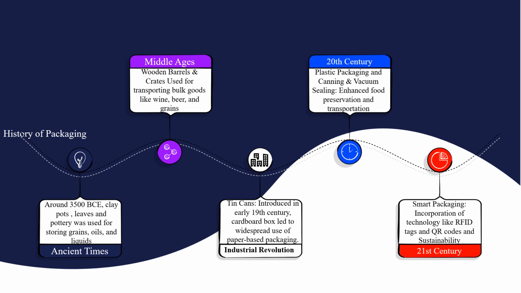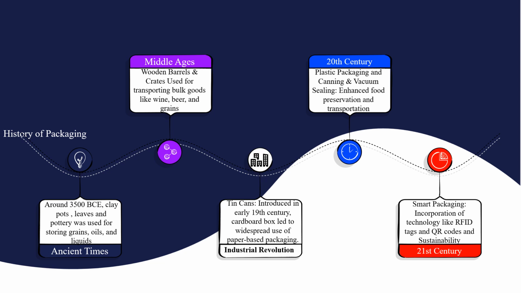And around the 20th century, came plastic packaging, in which canning and vacuum sealing were first used to enhance food preservation and transportation. In the plastic packaging era, around 1900, plastic was invented, which quickly became one of the most used packaging materials due to its versatility, durability, and cost effectiveness.